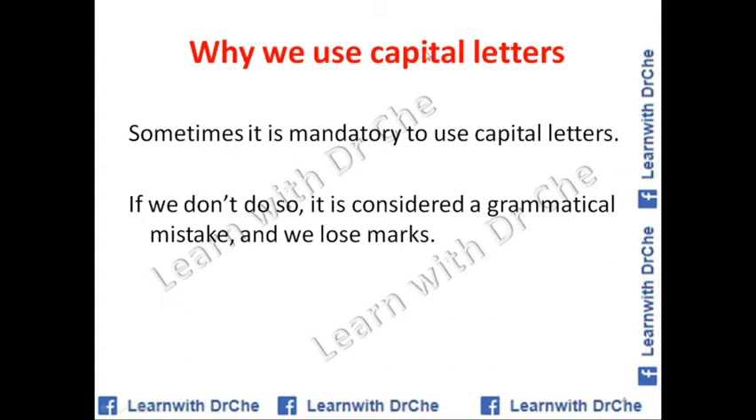Why do we use capital letters? Sometimes it is mandatory to use capital letters in a sentence with a word. If we don't do so, it is considered a grammatical mistake and we will lose marks.